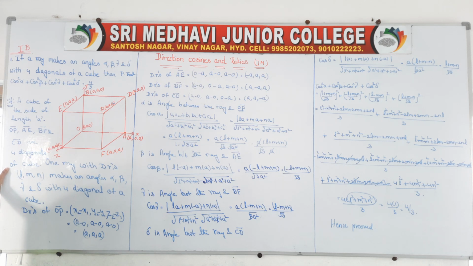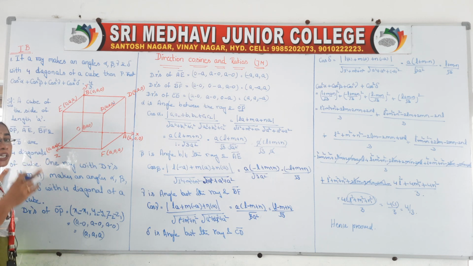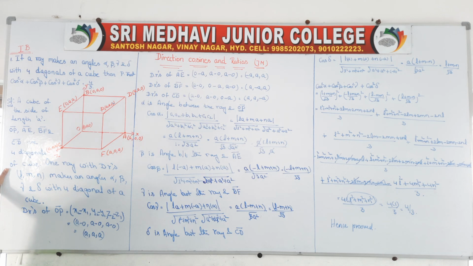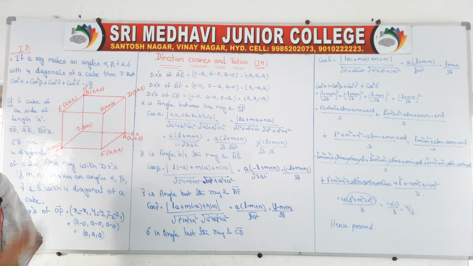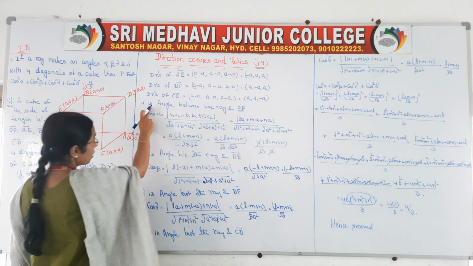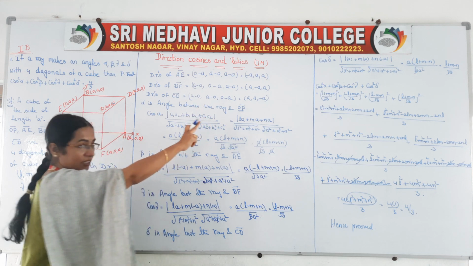And here it is given that one ray, means one line whose direction cosines or direction ratios are l, m, n, makes angles alpha, beta, gamma, delta with the 4 diagonals. Okay, so here 4 diagonals are there. So your line makes the angle alpha, beta, gamma, delta with the 4 diagonals. Then prove that cos²α + cos²β + cos²γ + cos²δ is equal to 4/3. That means alpha is the angle between the ray and the first diagonal.